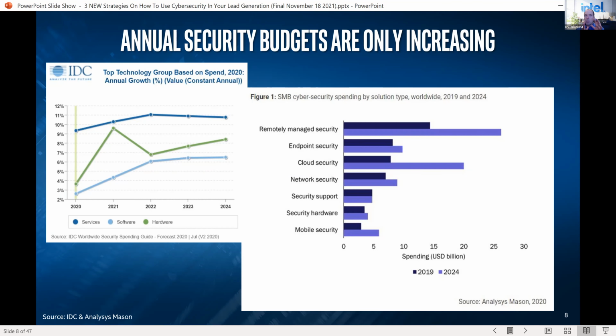This was looking specifically at the overall growth for services, software, and hardware. And we're seeing that as we go into next year, we're going to see growth. We're seeing it right now.